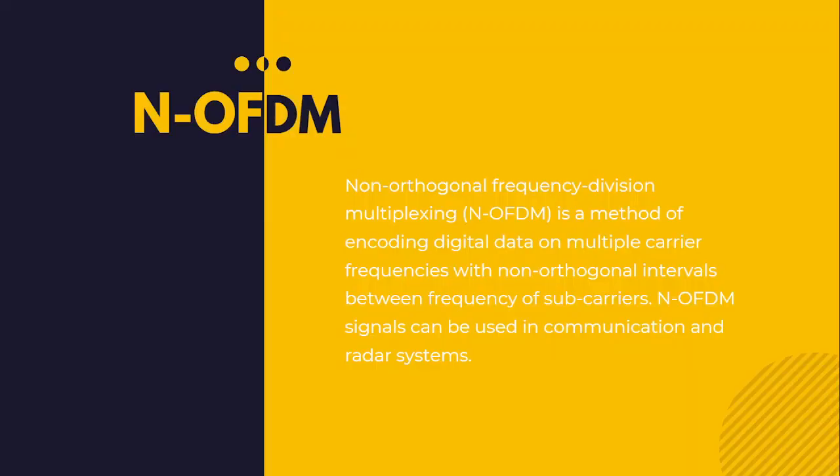Here is another one, non-orthogonal frequency division multiplexing. It is a method of encoding digital data on multiple carrier frequencies with non-orthogonal intervals between frequencies of subcarriers. And these signals can be used in communication and radar systems. So these were the two types of FDM basically used, and this was the part on FDM.